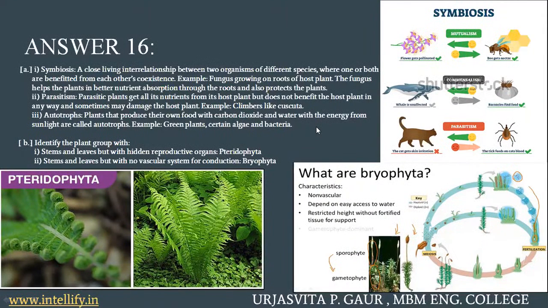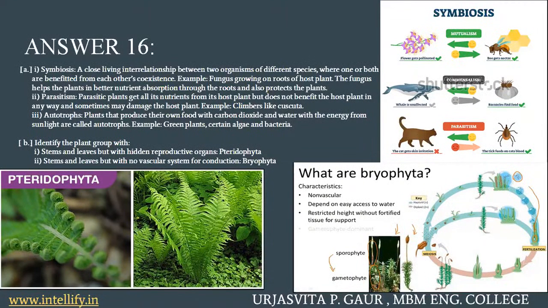Now, what are autotrophs? Autotrophs are nothing but organisms that produce their own food with carbon dioxide and water with the energy from sunlight. So these are all green plants, green algae, and bacteria. Any plant which is able to manufacture its own food is nothing but an autotroph.